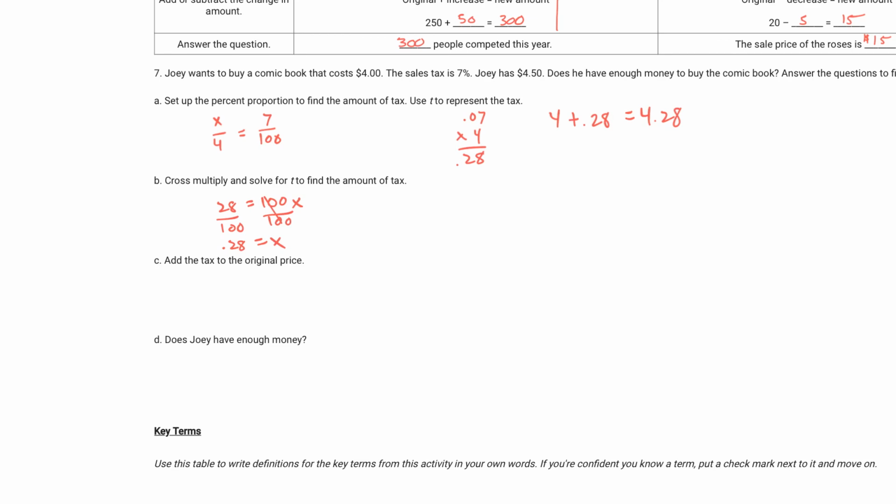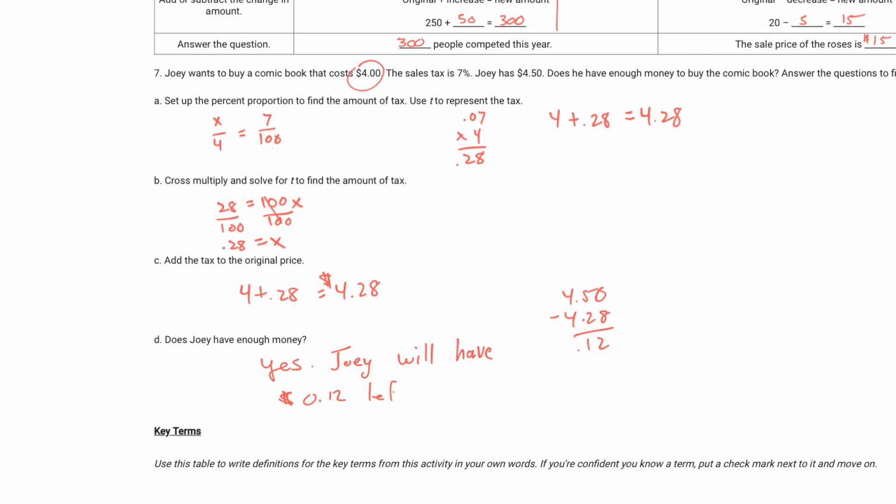So add the tax to the original amount. The original amount was that $4 up here, 4 plus 0.28, and that equals $4.28. And yes, I'll even go an extra step. Yes, Joey will have what? $4.50 minus $4.28. He has 12 cents left over.